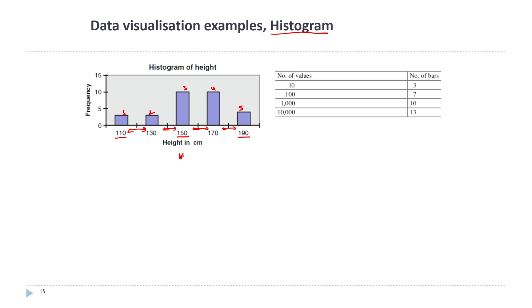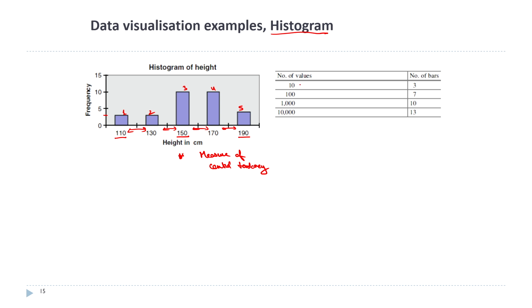The x axis gives me the measure of central tendency, and the y axis gives me the number of students in the class having height 110, or the number of students in the class having height 130. When I say 130, it is a range, maybe between 120 and 140, which is given the value 130 here.